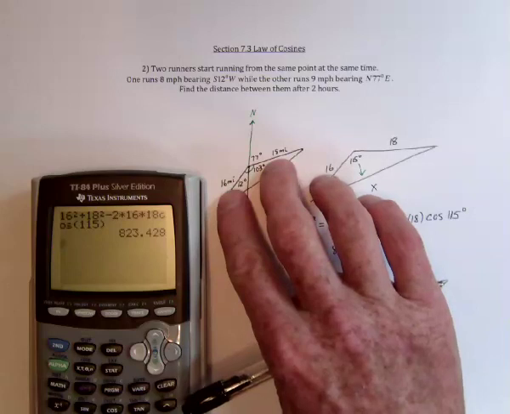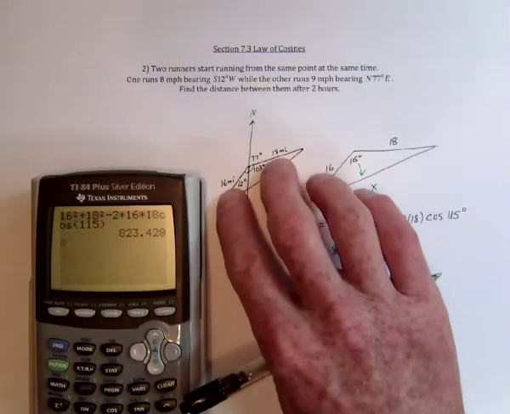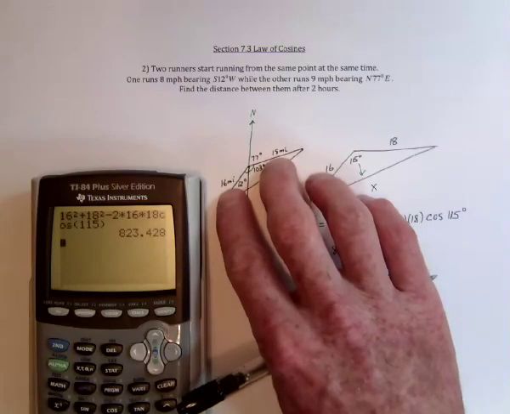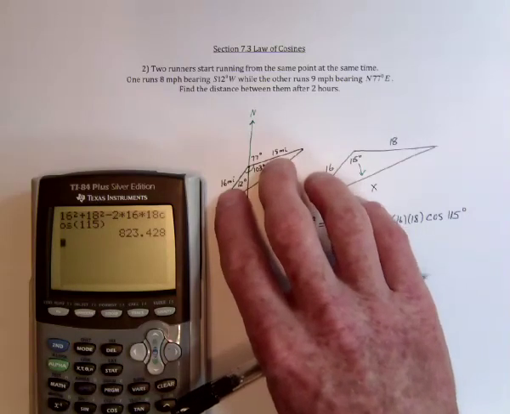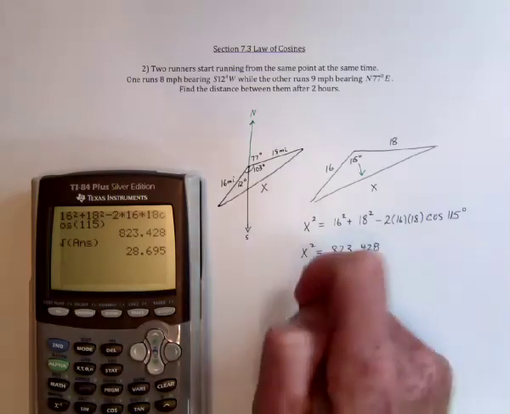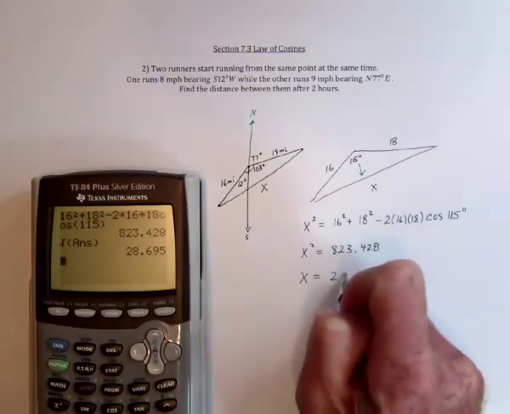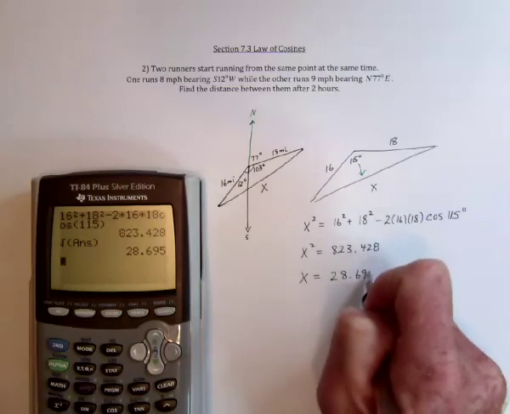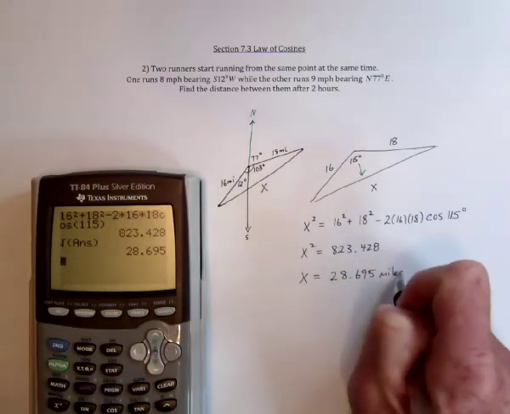So if these two people were running in opposite directions, the answer would be 34. So since they're not exactly opposite directions, it should be a little bit smaller than 34. Let's see, now take the square root of the last answer. A little bit smaller than 34, 28.695 miles.